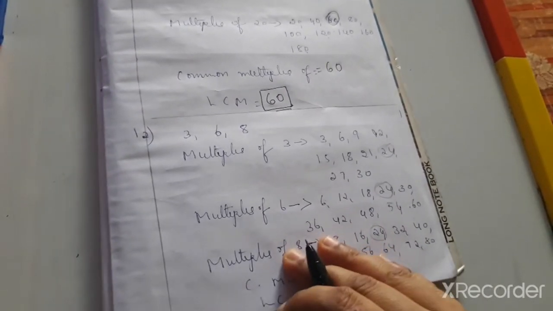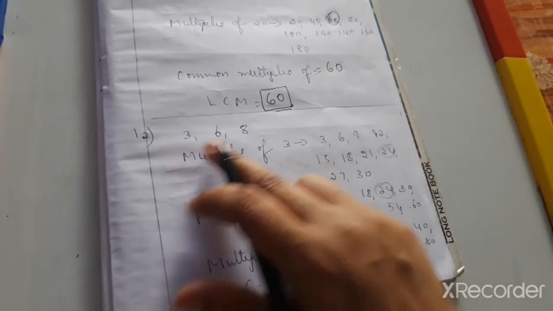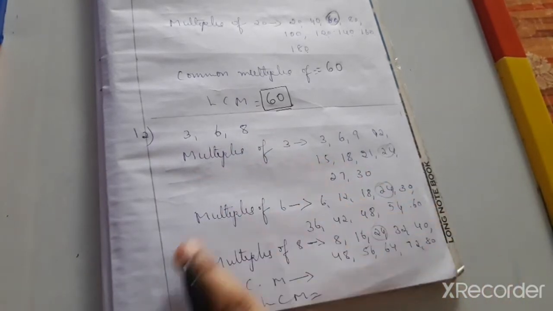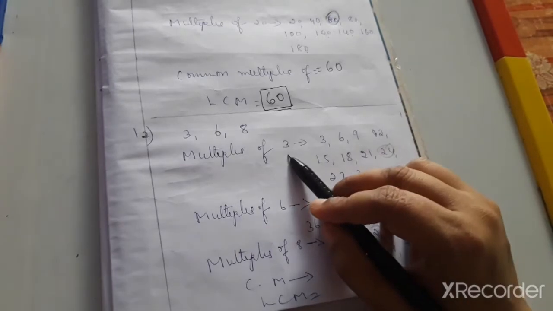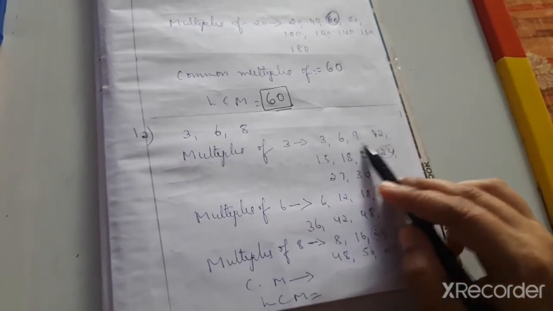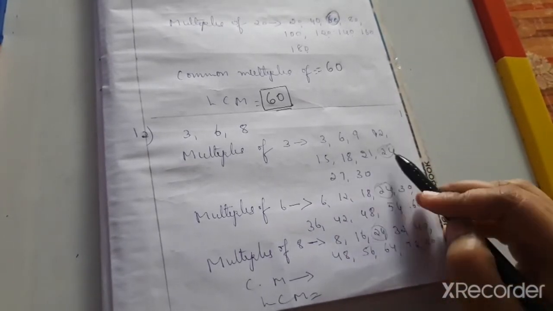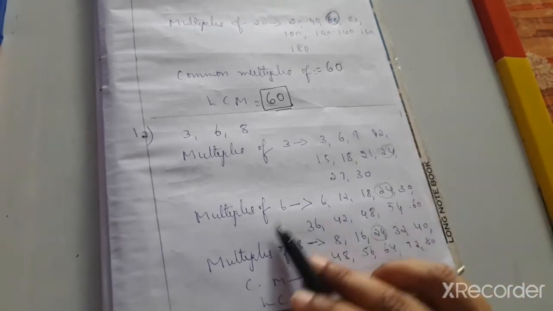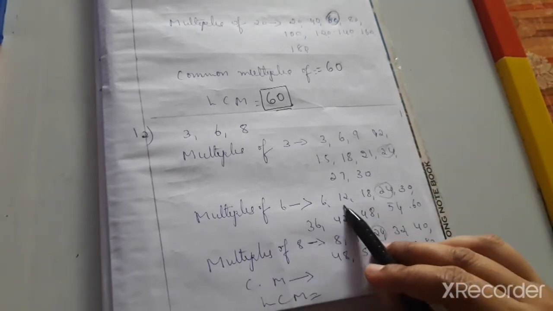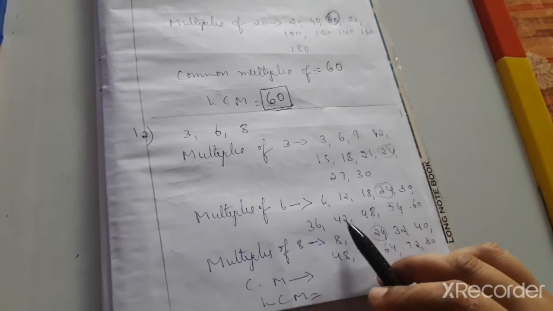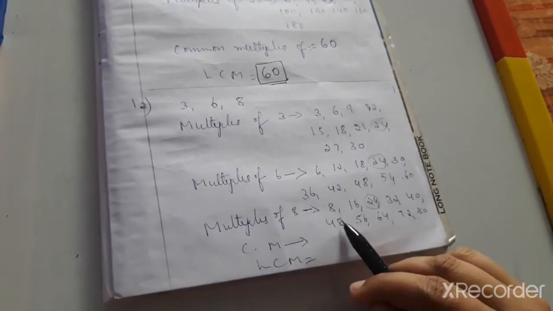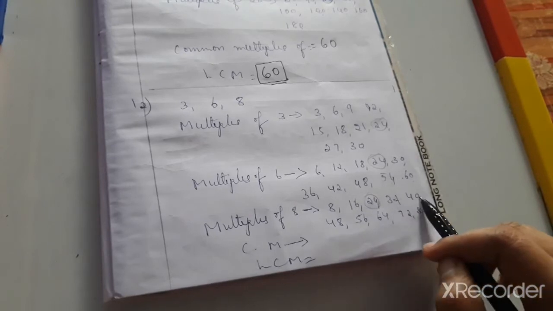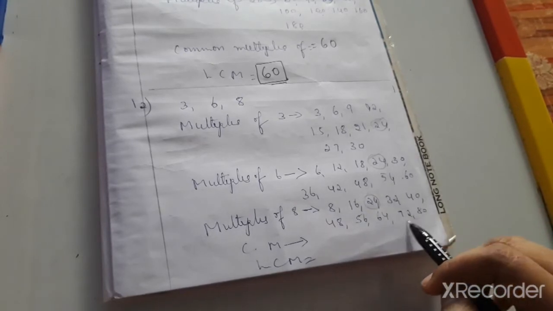Then the 12th question we have to try: 3, 6, 8. We have to write multiples of 3, multiples of 6 and multiples of 8. Multiples of 3 means 3 ones are tables: 3, 6, 9, 12, 15, 18, 21, 24, 27, 30. Multiples of 6: 6, 12, 18, 24, 30, 36, 42, 48, 54, 60. Multiples of 8: 8, 16, 24, 32, 40, 48, 56, 64, 72, 80.